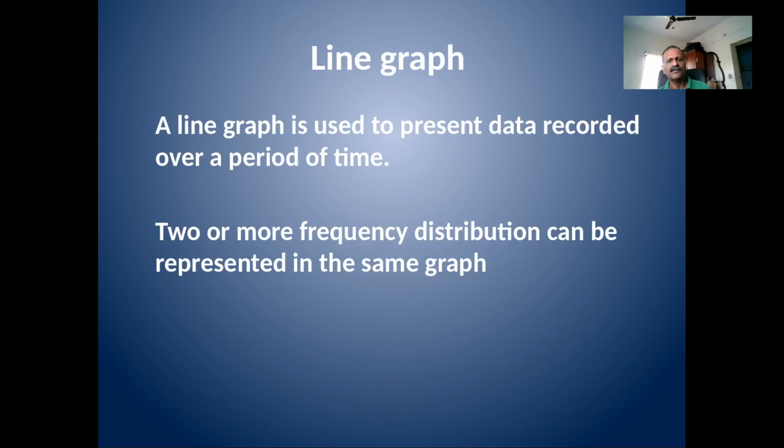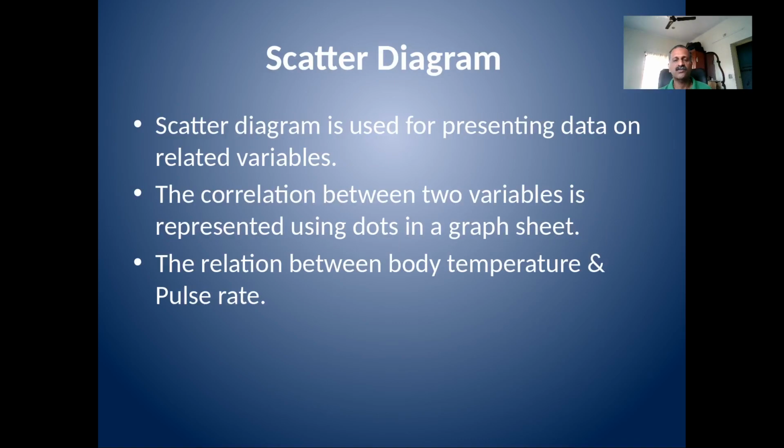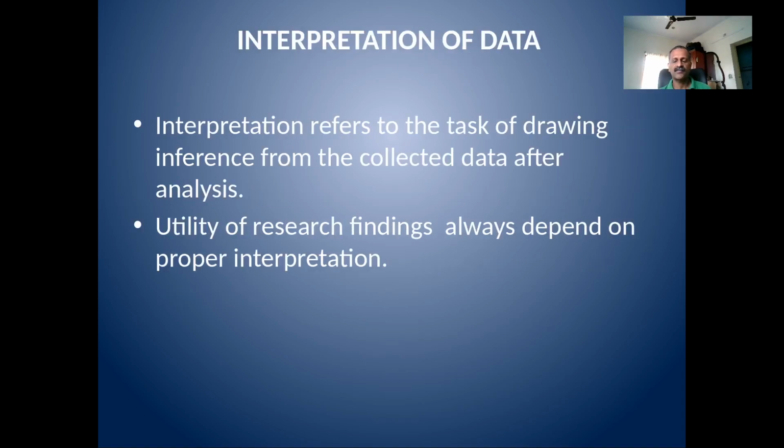The line graph is used to represent data recorded over a period of time. Two or more frequency distributions can be represented in the same graph. That is the advantage of a line graph. A scatter diagram is used for presenting data on related variables. The correlation between two variables is represented using dots on the graph sheet. The relation between body temperature and pulse rate is an example given in the textbook. So this is about the different diagrams.